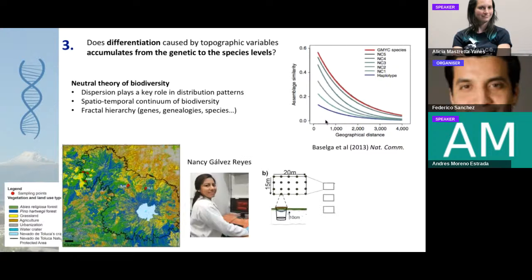So we wanted to test this as part of Nancy Gálvez's PhD thesis. I'm not going to provide a lot of details here because Nancy is also giving a talk in this MexPopGen tomorrow. So for whole details, don't miss her talk. What we wanted to test here are these processes that I just explained to you, but at a micro scale, within a single sky island.